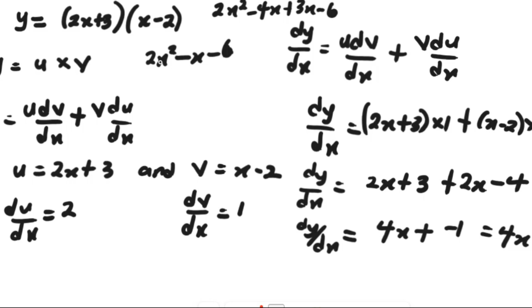Now, if you differentiate 2x squared, you get 4x. Differentiate minus x, you get minus 1. If you differentiate minus 6, you get 0. So we get the same answer that you have here.